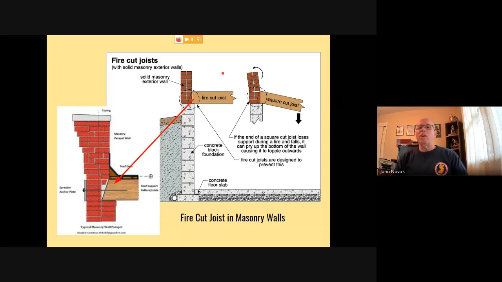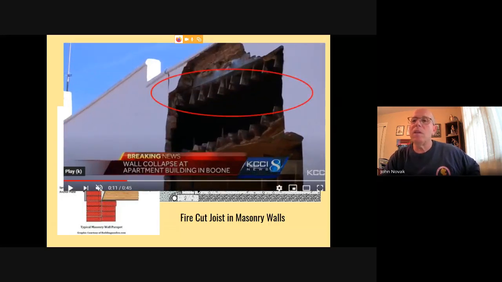And again, if you have older buildings in your town, get down into the basement, take a look, you may be able to see some of these in some of the older buildings. Here's a picture of an older building, and you can see the way the joists here are cut at an angle, reminiscent of a fire cut.